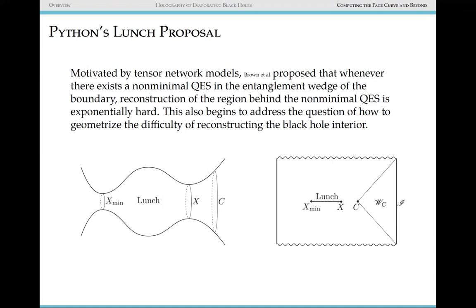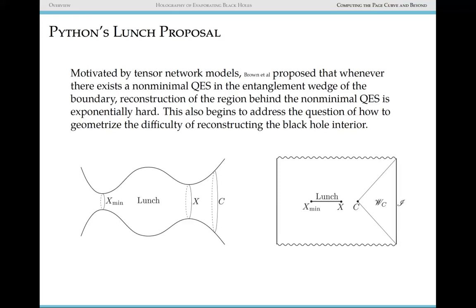Now, you can look at the python-lunch geometry, and you can say what kind of tensor network looks like that. Well, here's a kind of tensor network that looks like a python-lunch geometry. This is the minimal contour. This is the minimal quantum extremal surface. This is the non-minimal contour. This is the non-minimal quantum extremal surface. Again, this is a toy model.